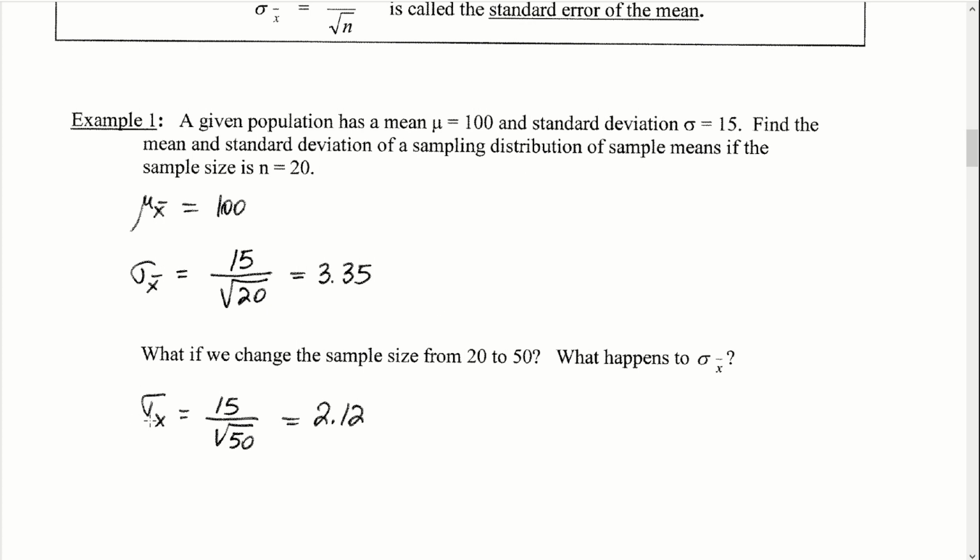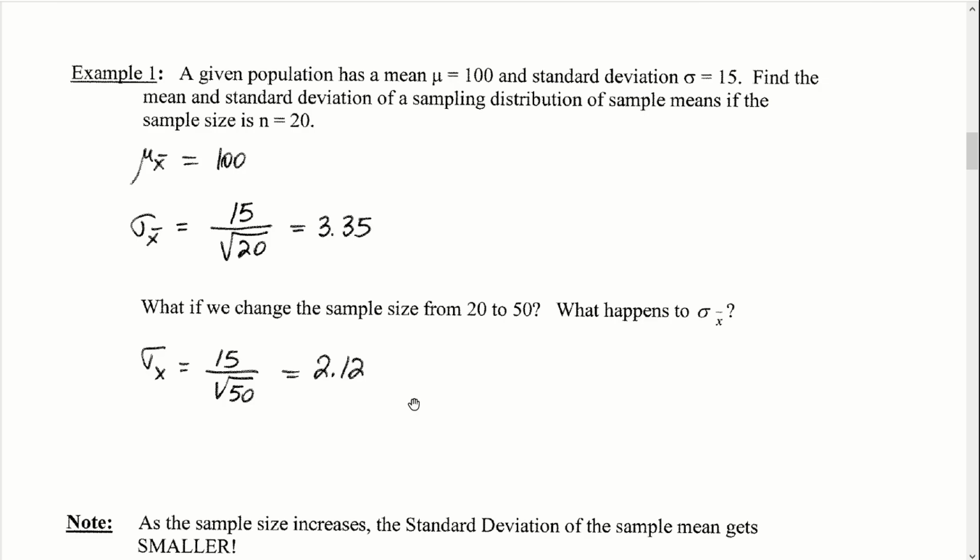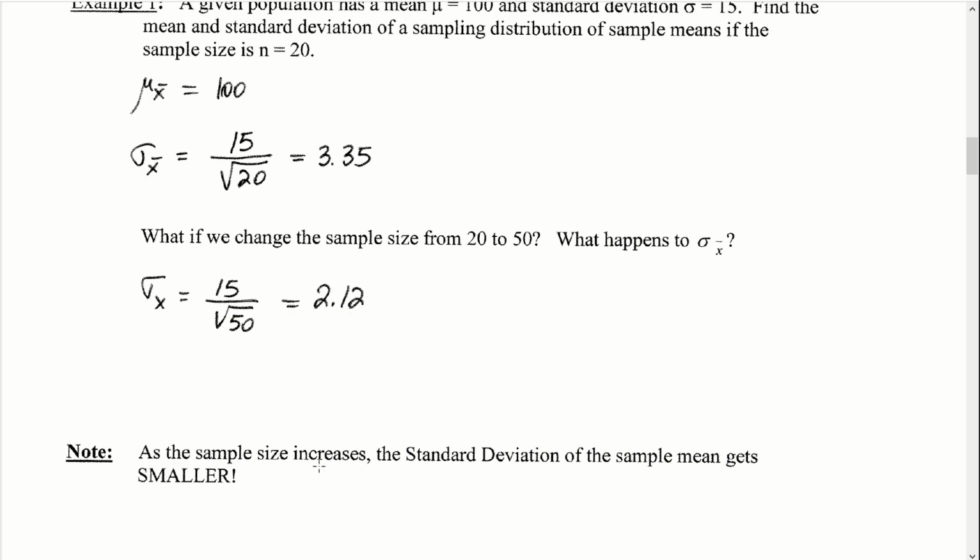Well, let's go back to our formula. We know sigma sub x bar is equal to sigma divided by the square root of n. Our sigma isn't changing, that's still part of the original population, 15, but we're now dividing it by the square root of 50, and what we get is 2.12. So the sample size increased from 20 to 50, and the standard error of the mean decreased. The moral of the story is when n increases, the standard deviation of the sample means gets smaller.